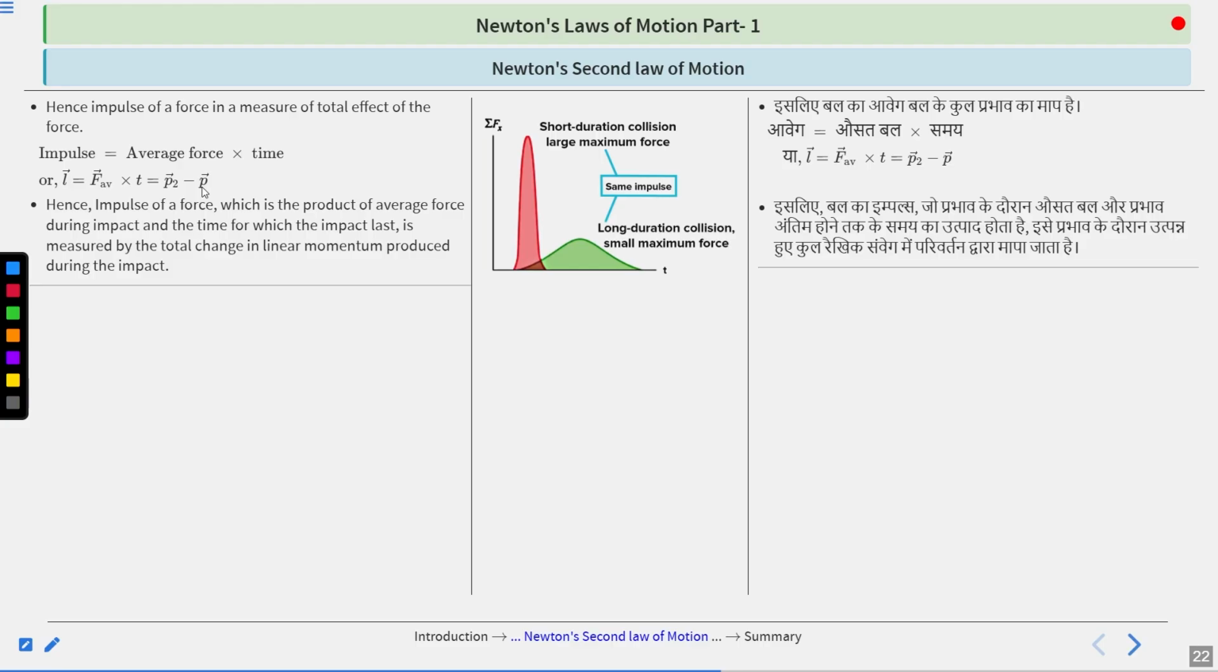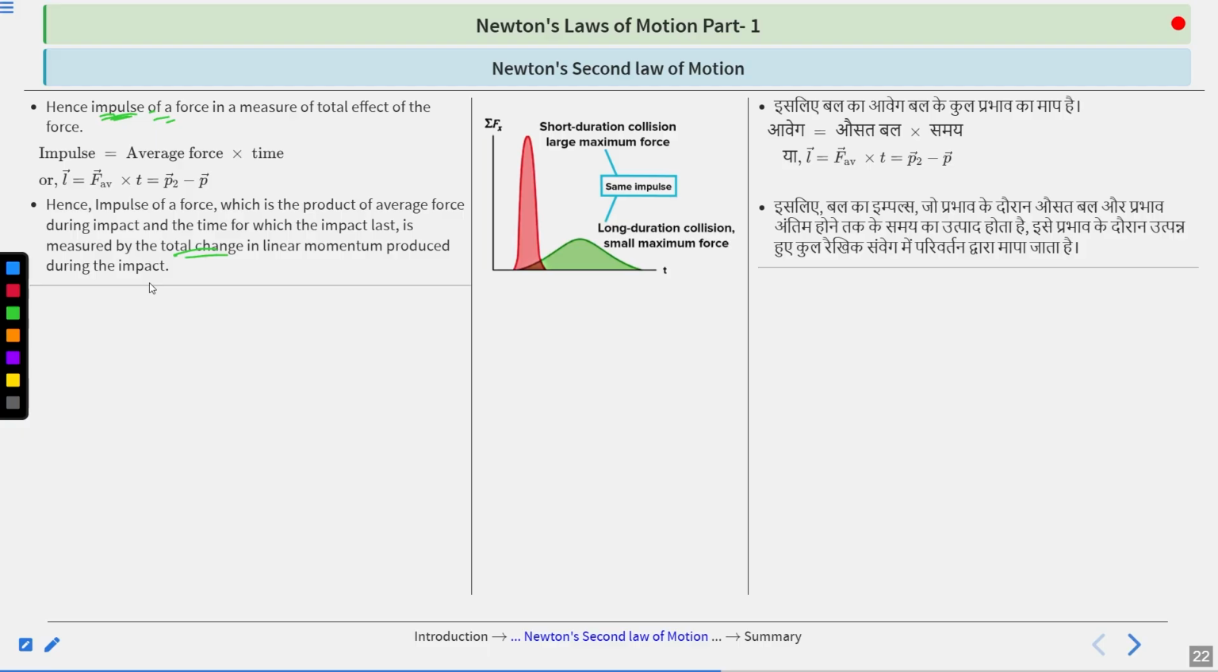If you want to measure the force, it is not possible. Why? Because the impulse has a very short duration, so it is hard to measure the force at that time. But instead of measuring the force, you could measure the total change produced by the force. Like if you hit a ball with a bat, you are not able to measure the force on the ball at that time because the contact is for a short duration.